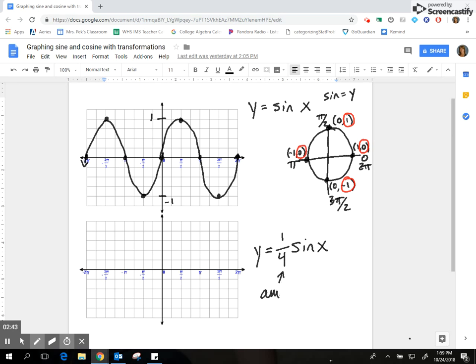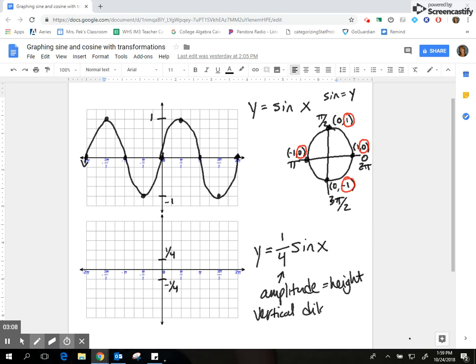So amplitude is height. Instead of going up to 1 and down to -1, it's only going to go up to 1/4 and down to -1/4. And that's really the only change. You can also think of it as this being a vertical dilation.